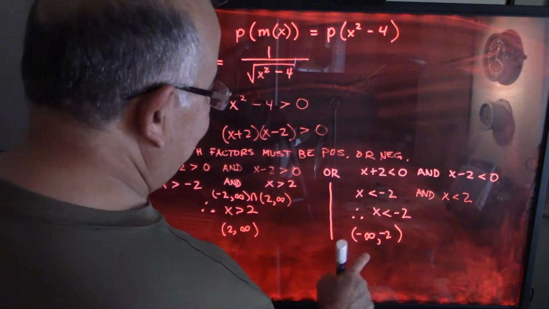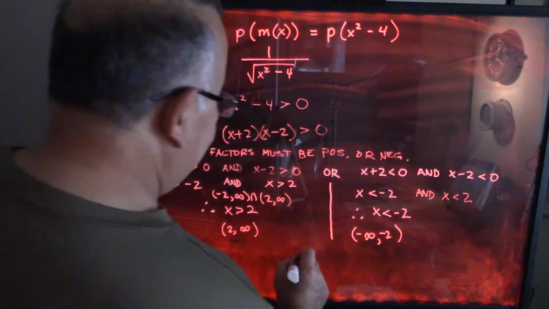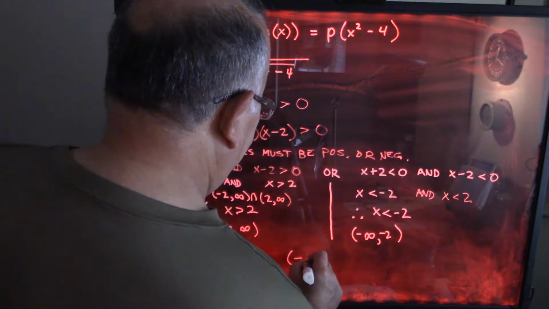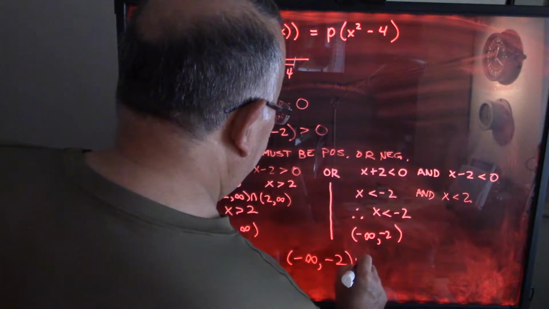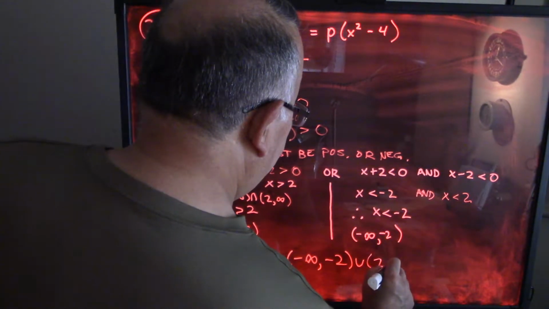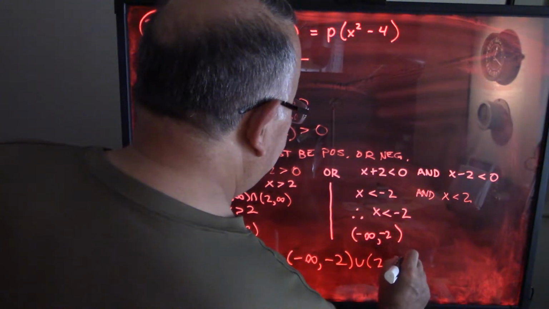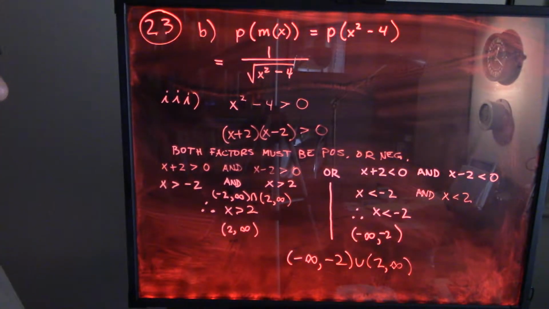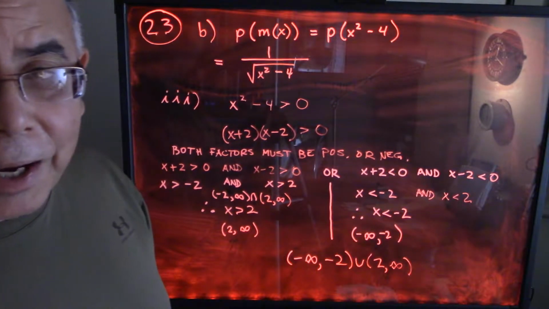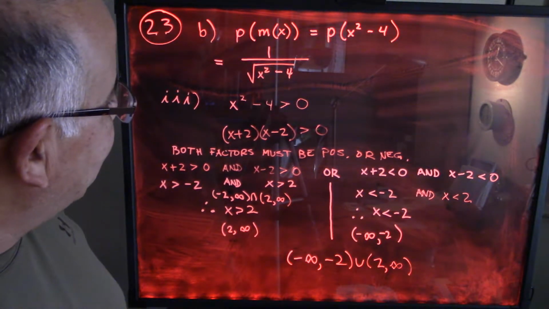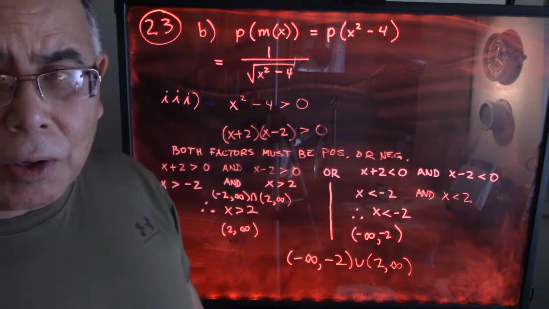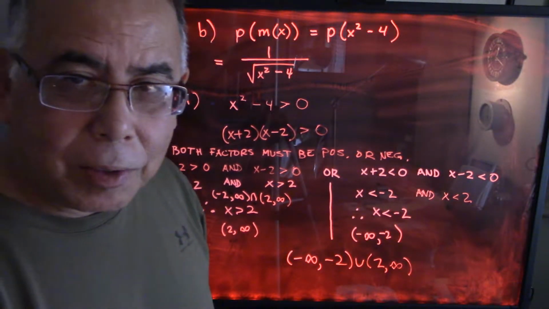I'm going to write this first since it's to the left of this on the number line. Negative infinity to negative 2, union 2 to infinity. So just as we expected, we get the same answer. And we should get the same answer because there's only one right answer for this. We should get it no matter what method we use.